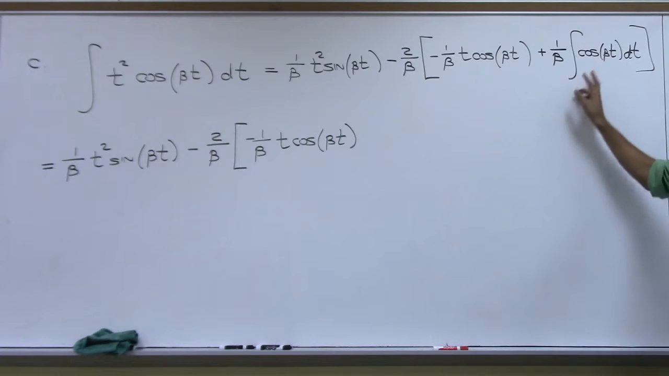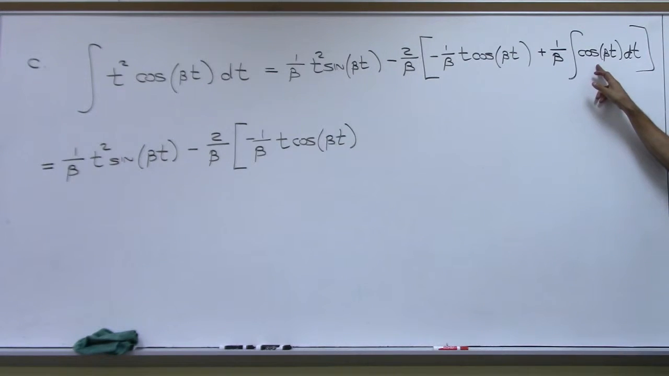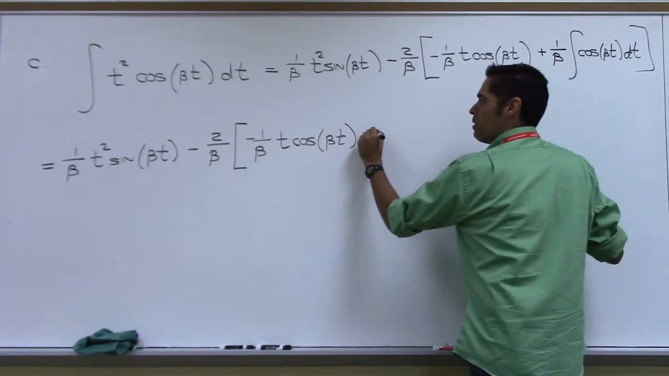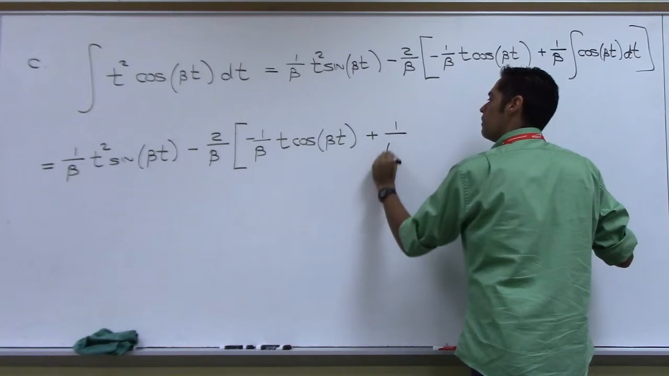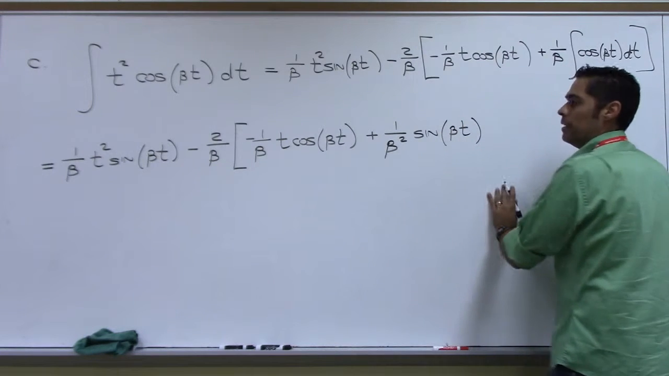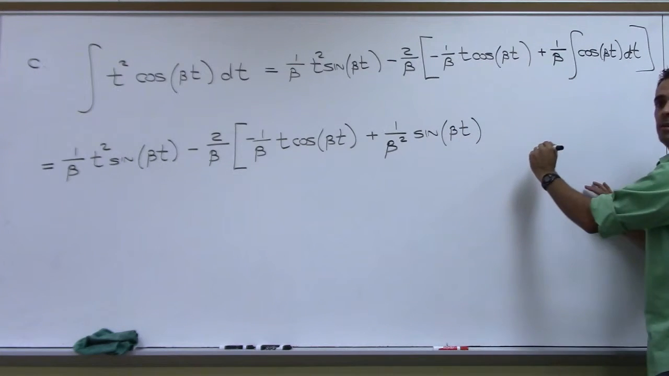Okay, let's do this. Antiderivative of cosine beta t. Careful. Y'all are doing this a lot. Y'all are doing derivatives instead of antiderivatives, so be careful with that. The antiderivative of cosine is sine. But the 1 over beta is there. So 1 over beta sine beta t, but you had a 1 over beta. So 1 over beta times 1 over beta is 1 over beta squared. Sine beta t. Yes? Plus c, right? Plus c.